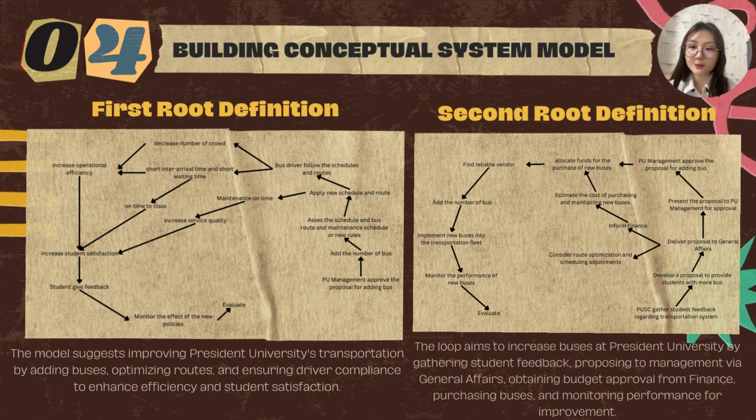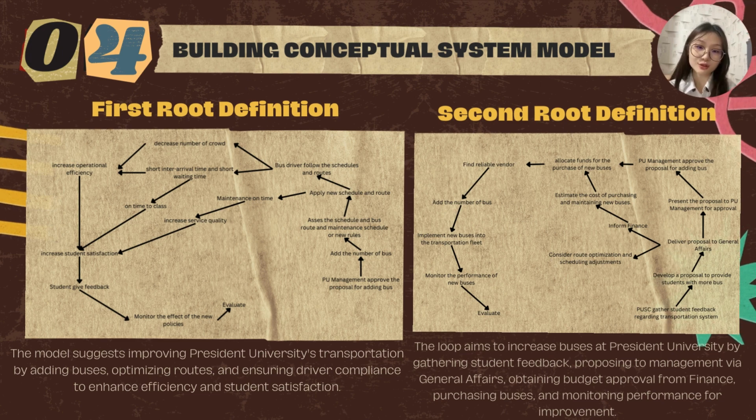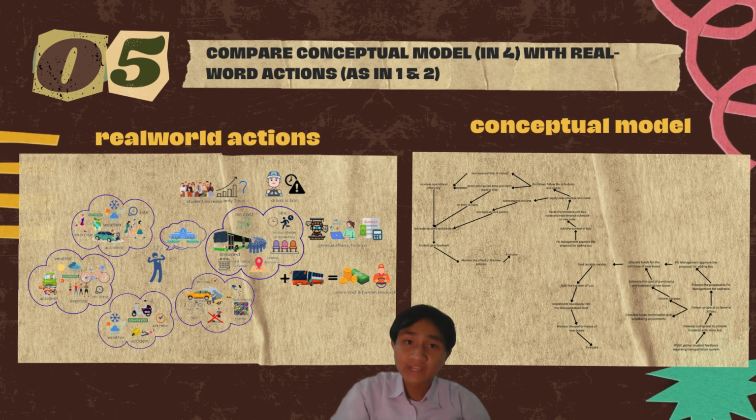Upon the approval from university management, the proposal progresses to the Finance Department for budgetary considerations. This includes estimating the costs associated with purchasing and maintaining new buses, as well as identifying potential sources of funding. Once budget approval is secured, the university proceeds with the integration of new buses into the transportation fleet, while closely monitoring their performance.